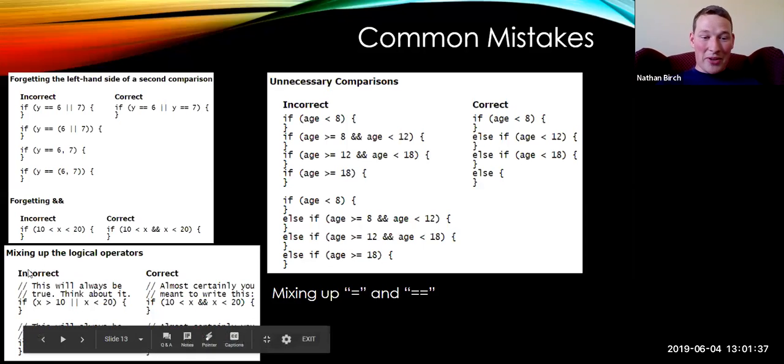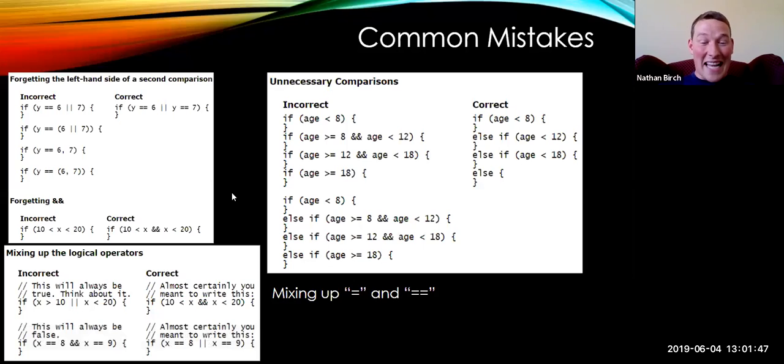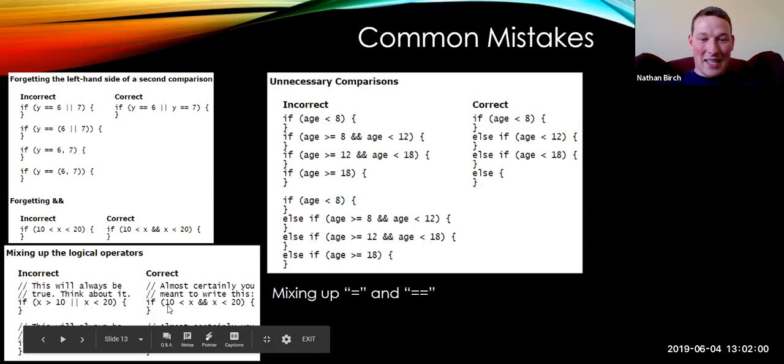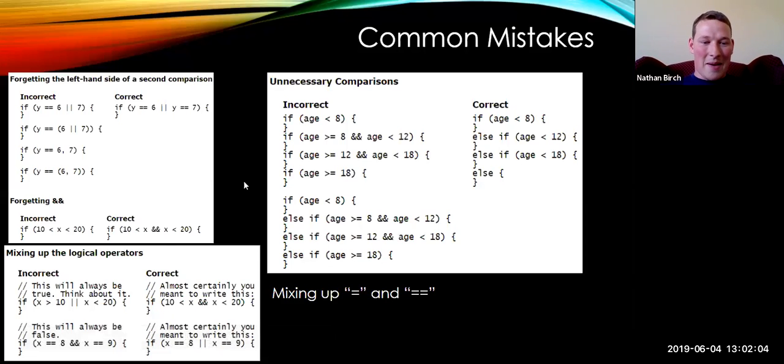Mixing up the logical operators. So this example right here, x is less than 10 or x is less than 20. This one will always be true, because if x is 10, that's less than 20. If x is 19, no matter what number you put in there, whole or otherwise, it will always be greater than 10 or less than 20. So in this example, we'd have 10 is less than x and x is less than 20. That would make a big difference, mixing up those operators.